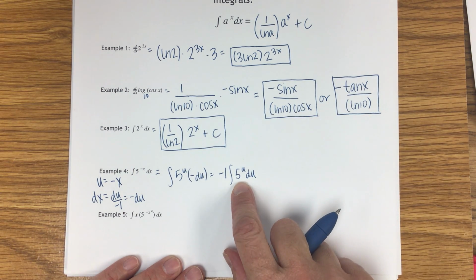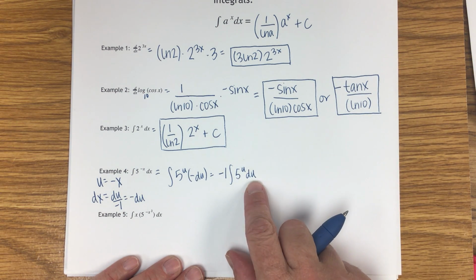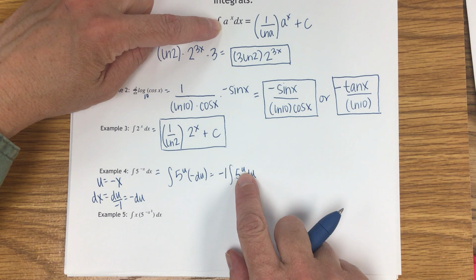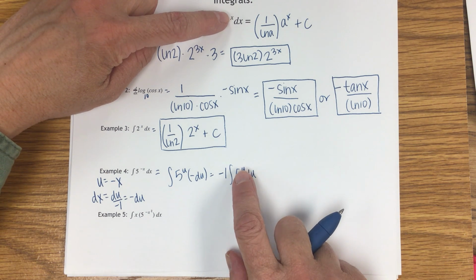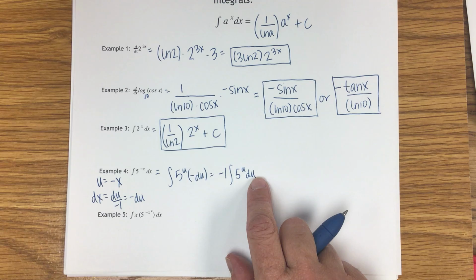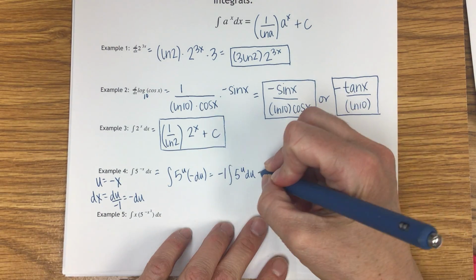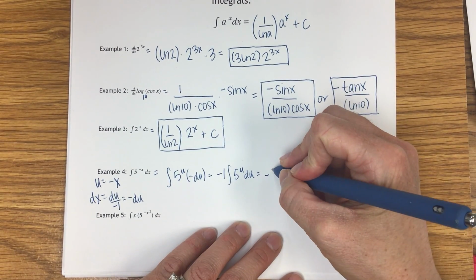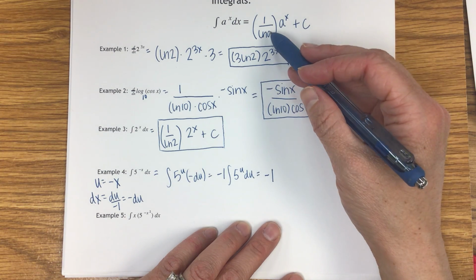So now this is very simple. It's 5 to the u du. I can apply the rule because it's a plain exponent, just a letter, and my du and my u match. So I can apply the rule. I'm just going to write that negative 1 there. Just going to hold that, and then I'll do the rule.